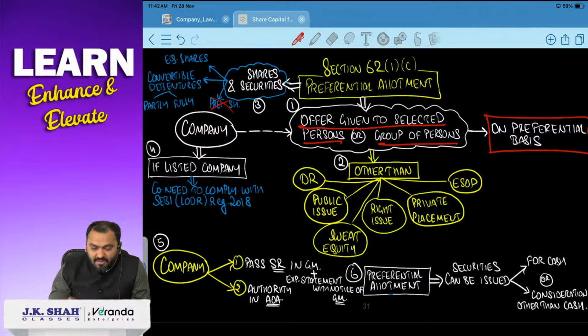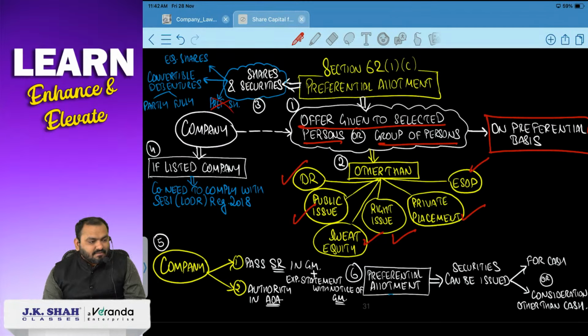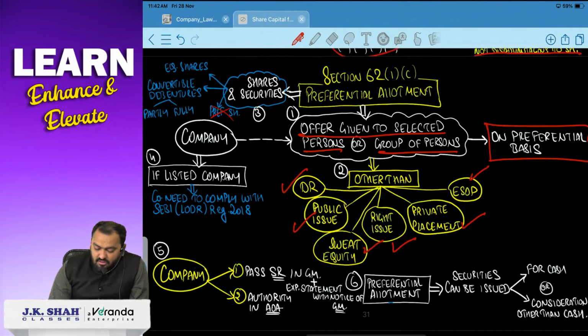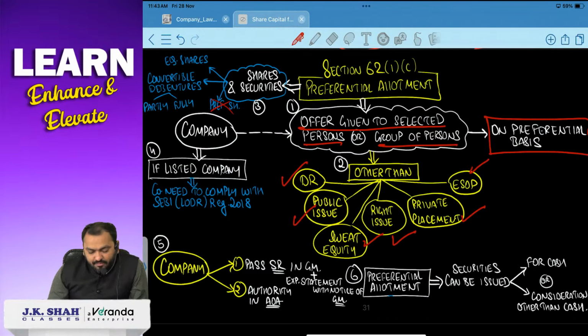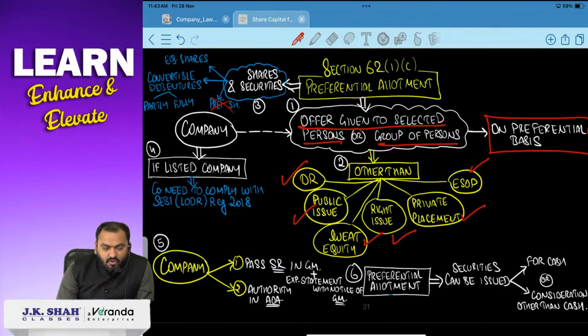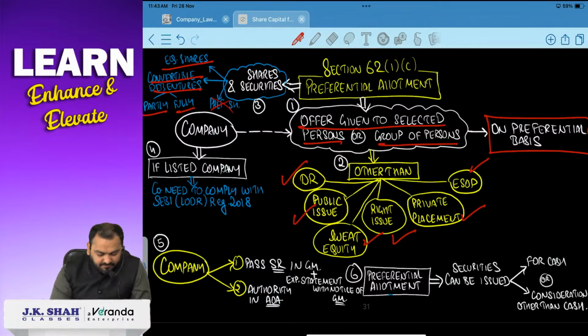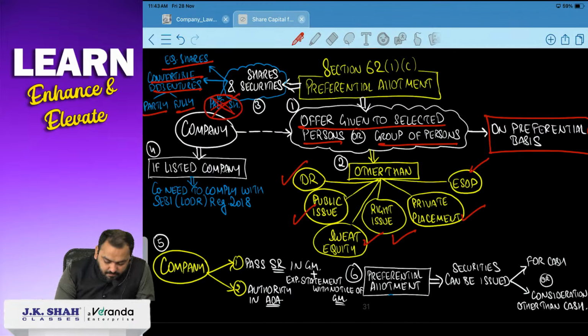This preferential allotment is other than ESOPs, other than private placement, other than rights issue, sweat equity, public issue, and DR, depository receipt. This is other than all this. So what it is? An offer made to a specific group of people. Now, what type of securities can be offered in preferential allotment? Equity shares, convertible debentures, partly or fully, but not preference shares. Preference shares cannot be offered in this manner.